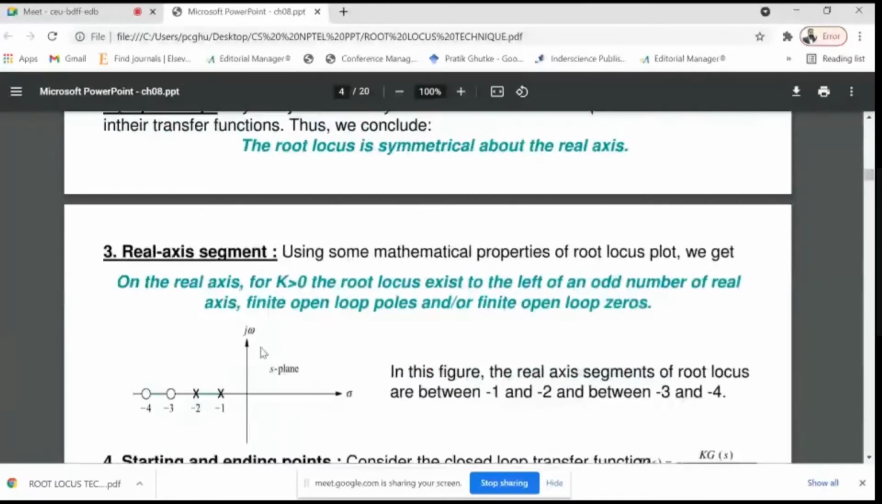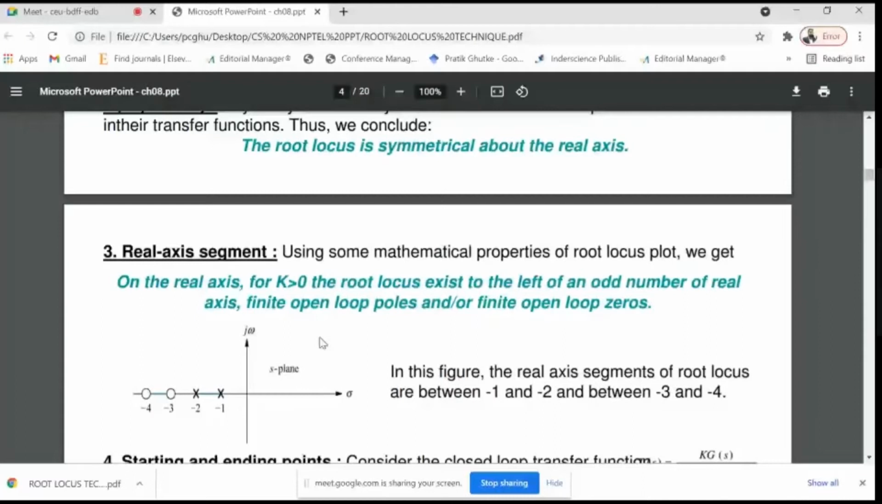Real axis segments. The third rule for drawing the root locus is that the real axis segment, for K greater than 0, the root locus exists on the left of an odd number of real axis finite open loop poles and finite open loop zeros. Means, see, this is your real axis as shown in this figure.